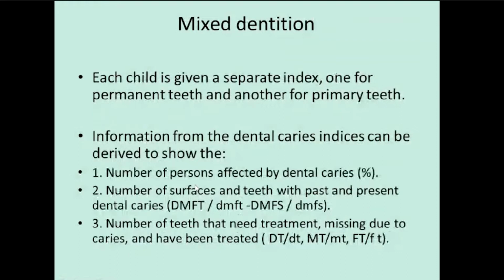If we have mixed dentition, for example children around 11 years old who have both primary and permanent teeth at the same time, how do we measure it? Each child is given a separate index, one for permanent teeth and another for primary teeth. Information from the dental caries index can be derived to show the number of persons affected by dental caries, number of surfaces, and number of teeth that need treatment.